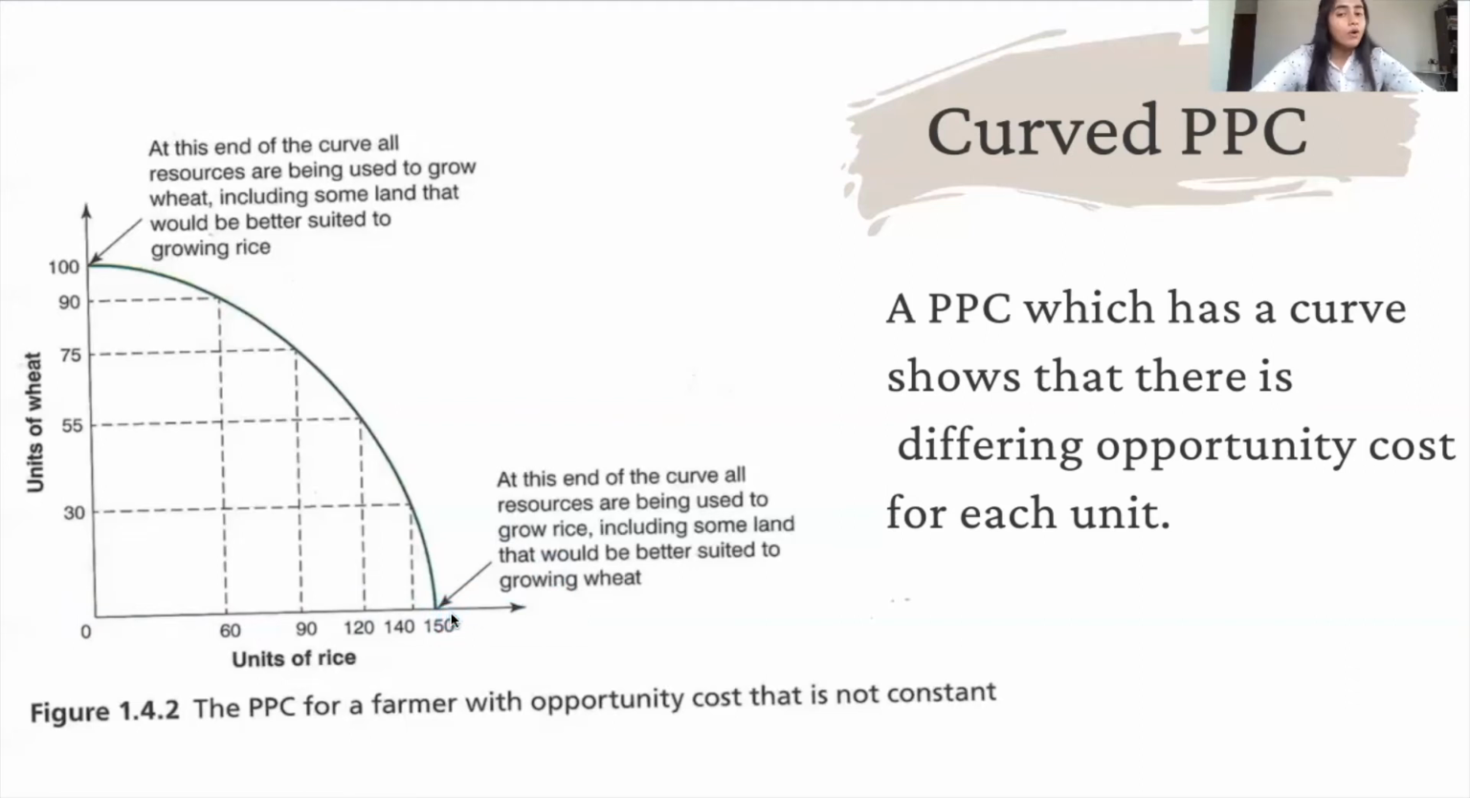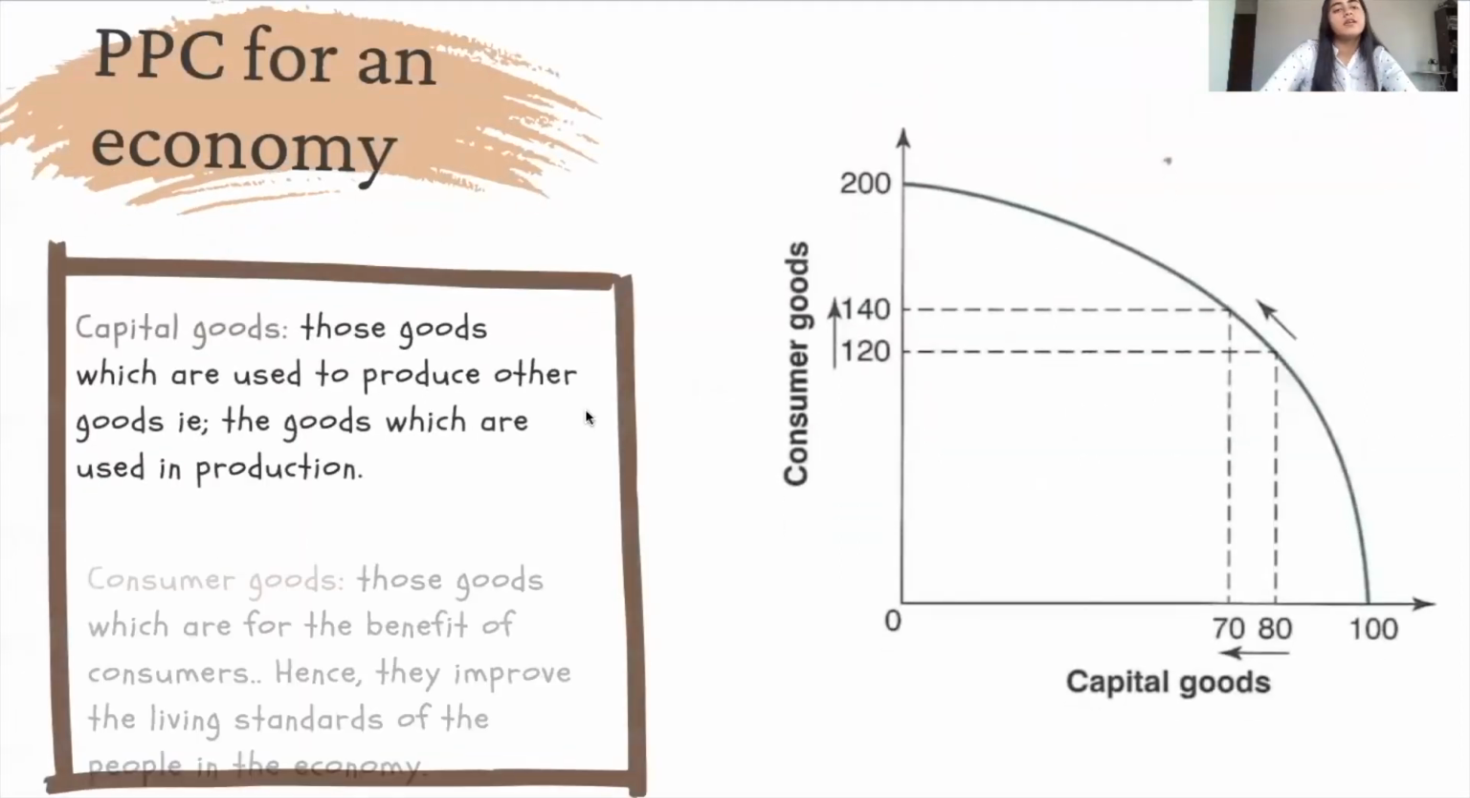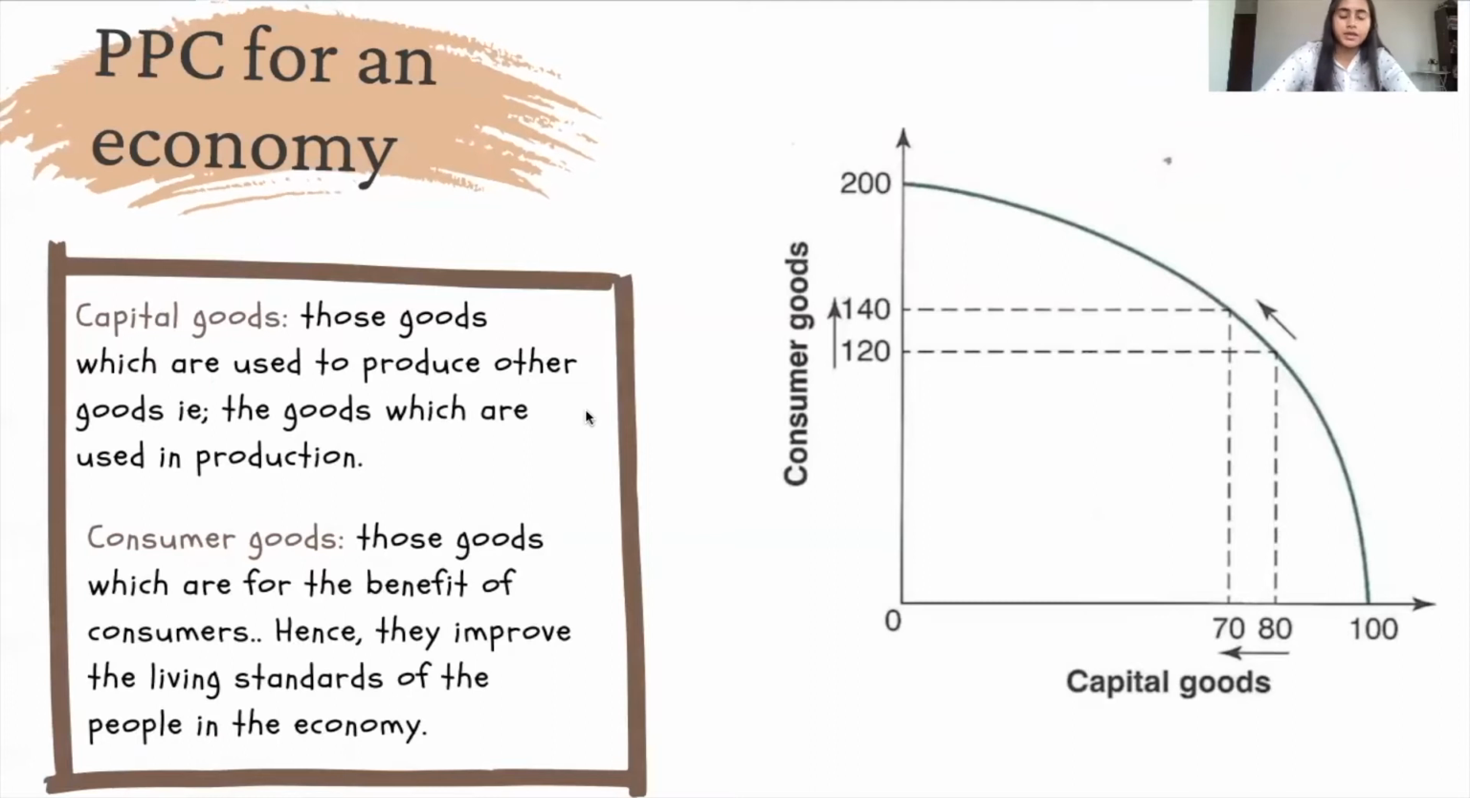Because at this end of the curve, you are using up all the resources which are there to produce wheat and rice, and you're only using those resources to produce rice. Therefore, basically you are allocating, is the word you use, the resources from producing wheat to producing rice. Allocating is basically taking the resources from one side of production and putting them into the other side of production. So now, PPC for an economy.